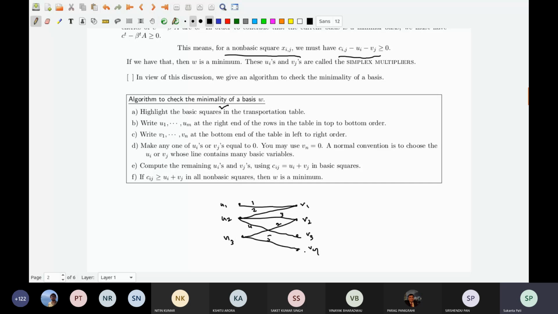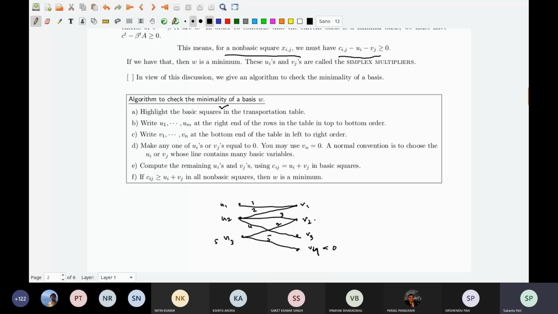Now the edges that you are seeing, what are they? They correspond to the basic variables, right? On a basic variable, the Cij will be equal to Ui plus Vj. So this 5 must be equal to U3 plus V4, and therefore the value of U3 is 5. Now the moment the value of U3 is 5, the sum of the endpoints U3 and V2 has to be equal to 2. So V2 is equal to minus 3.